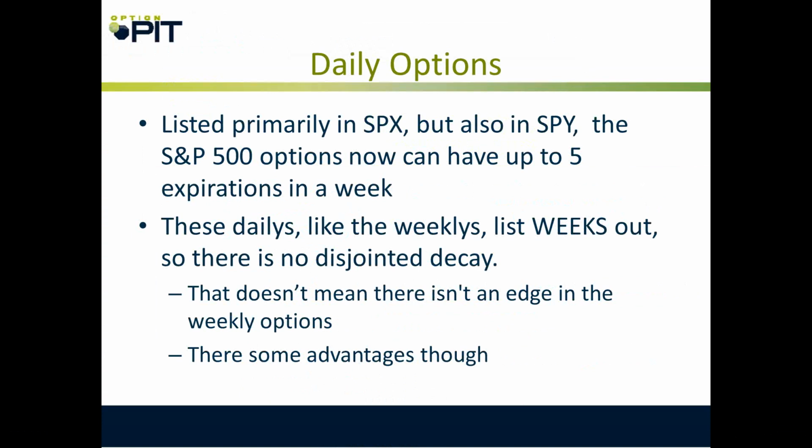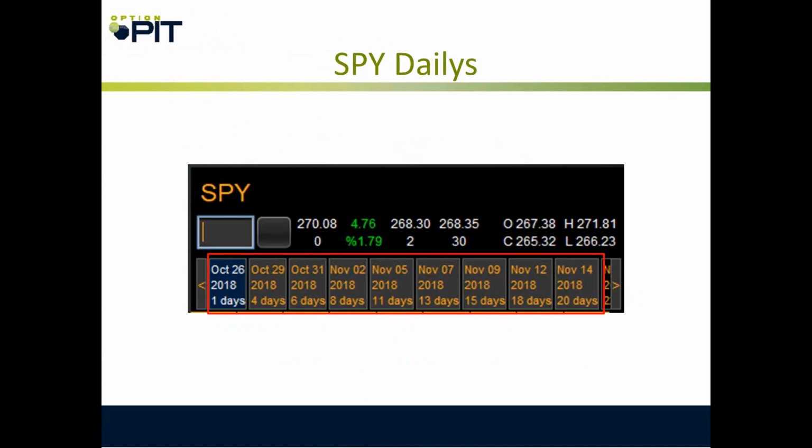These dailies, like the weeklies, list weeks out, so there is not this crazy disjointed decay. Now, that doesn't mean there isn't edge in weeklies and dailies. There's just no free edge, nothing that's a layup. And there are a lot of advantages. So let's talk about what the advantages are.